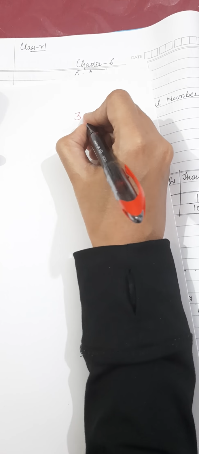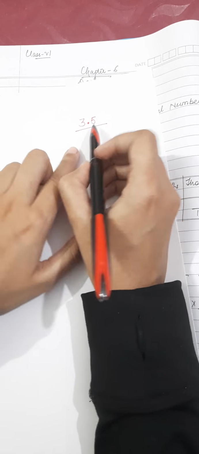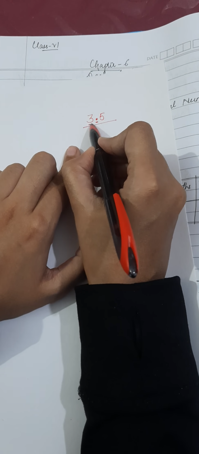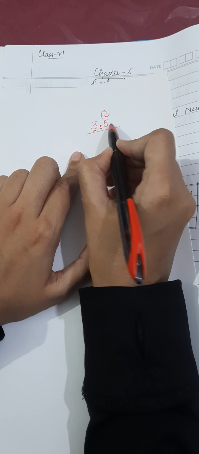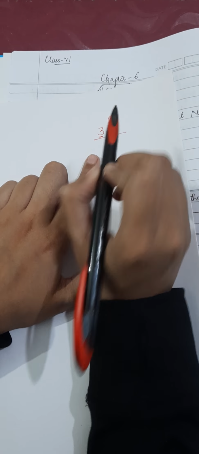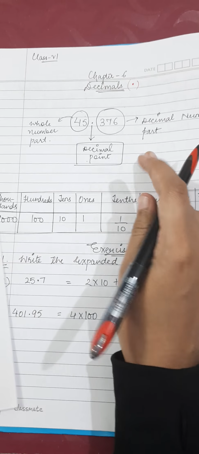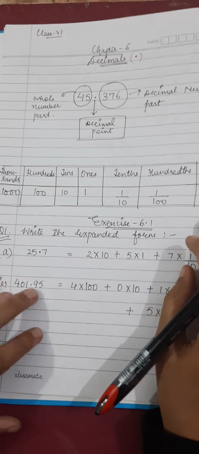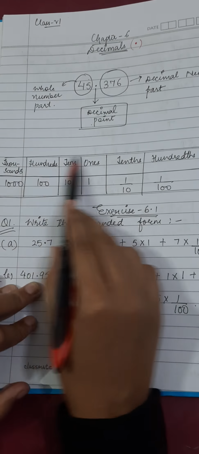If I write here 3.5, this is the number, this is the whole number, and this is what comes after the decimal, so this is the decimal part, right? Now on the basis of this we are going to start with the exercise, but before doing the exercise we are going to have this table.